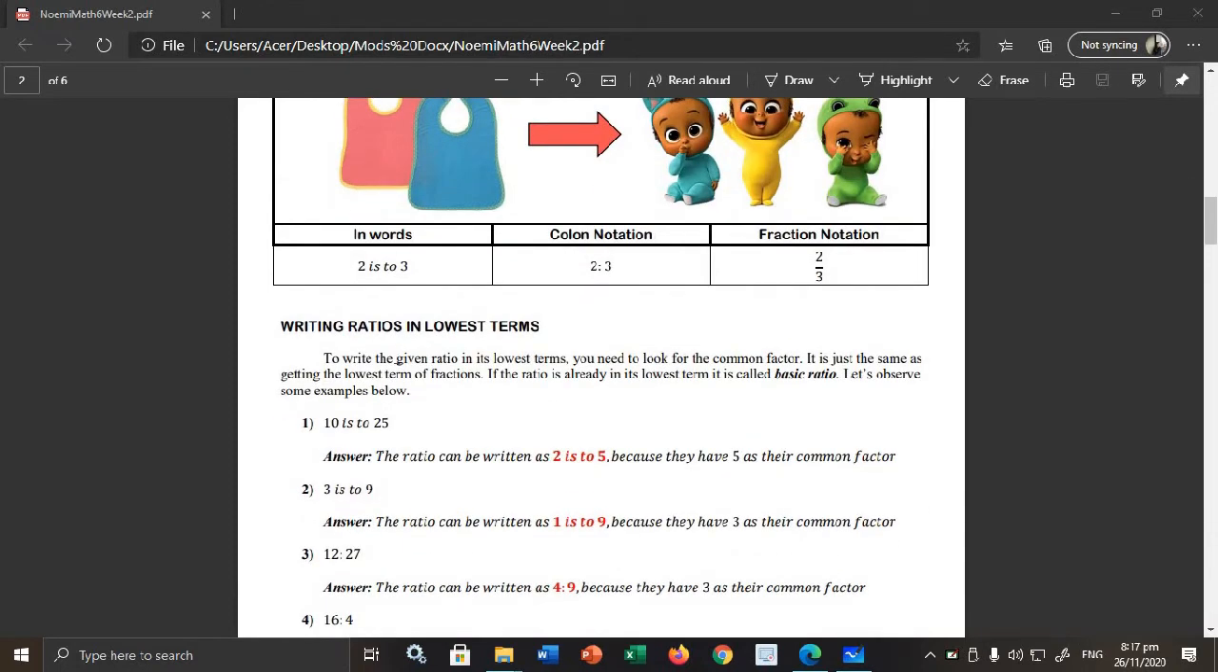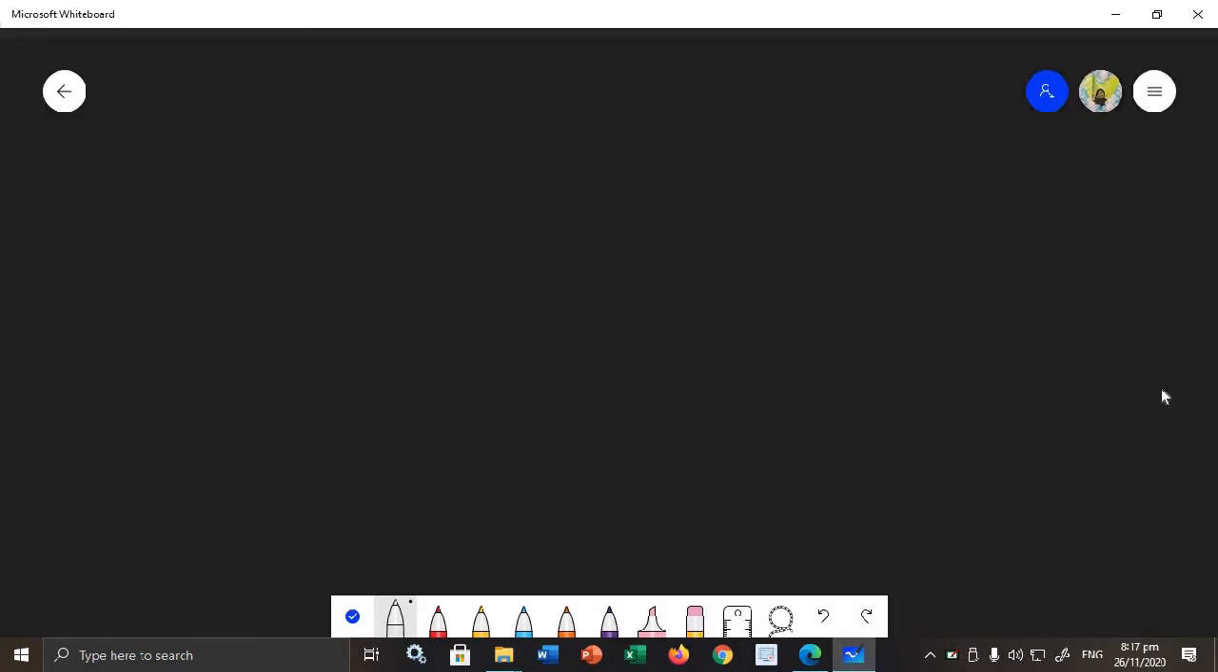Then let's move on to writing ratios in lowest term. When we were studying fractions, we always made sure that the final answer in fractions was in lowest term, because it is not correct if our answer is not in lowest term. The same applies to ratio. When we write the lowest term of a ratio, it is just like getting the lowest term in fraction. Let's say, for example, I have here a ratio in colon notation.